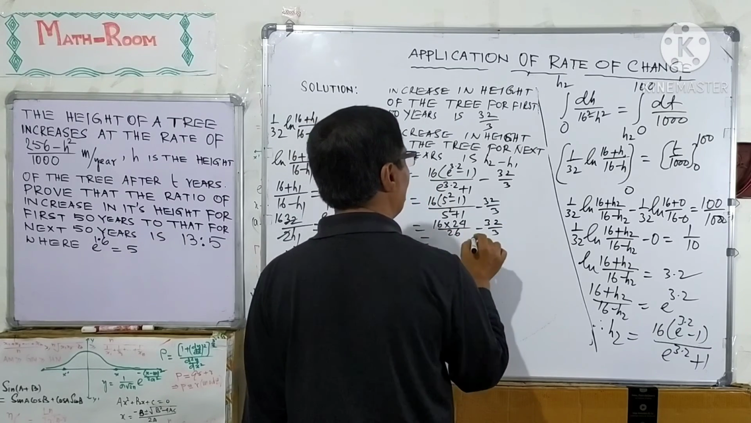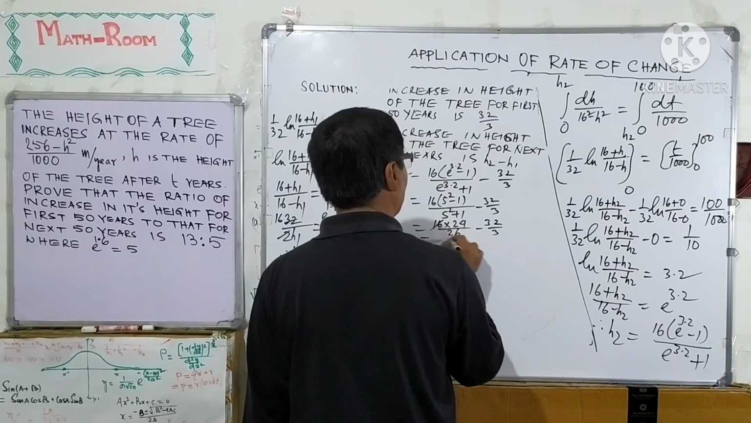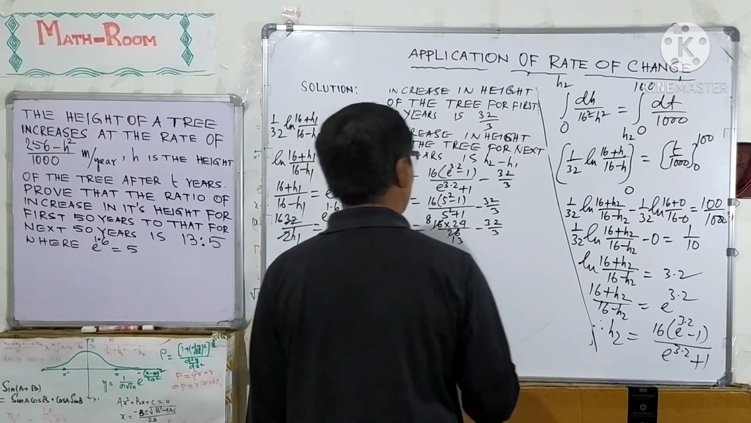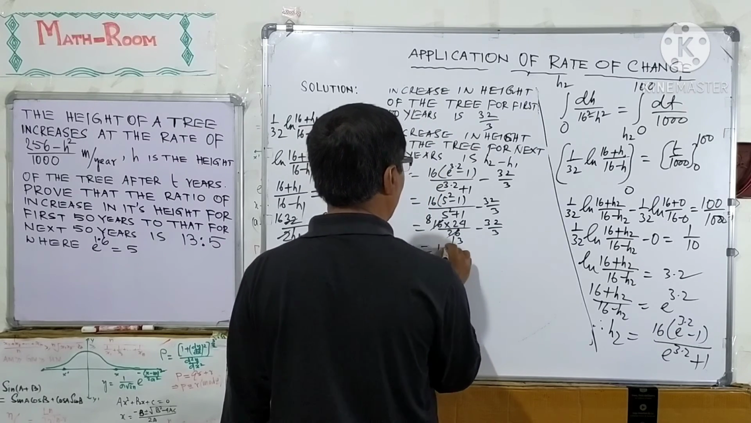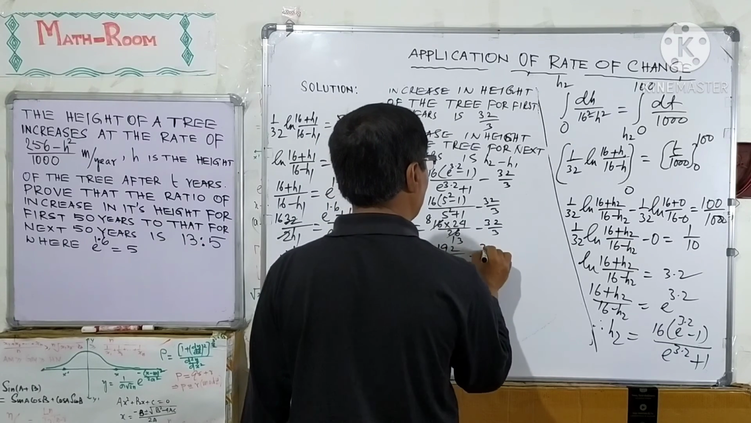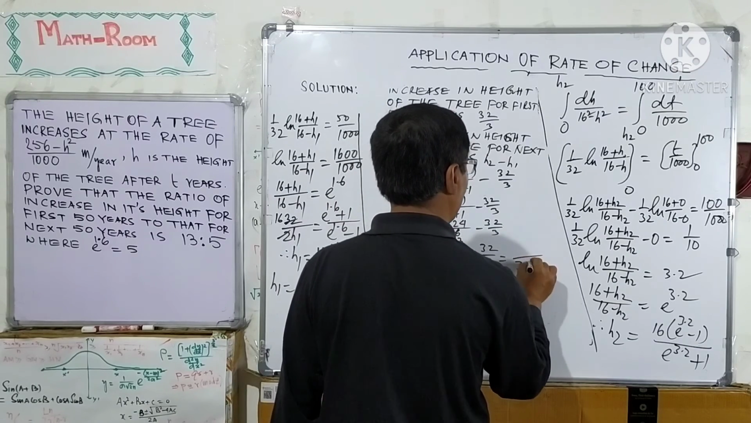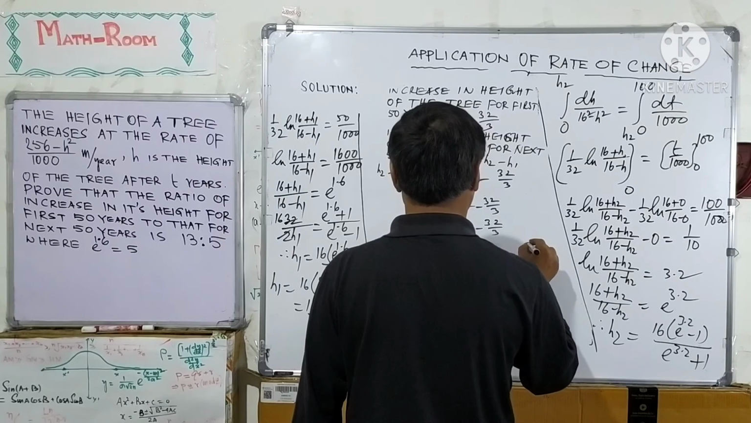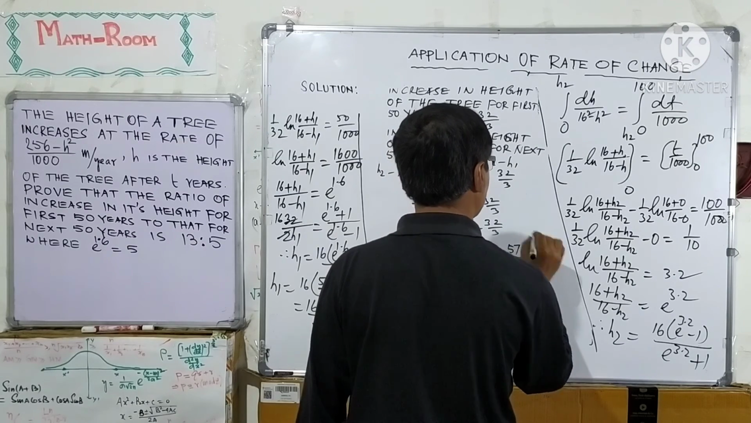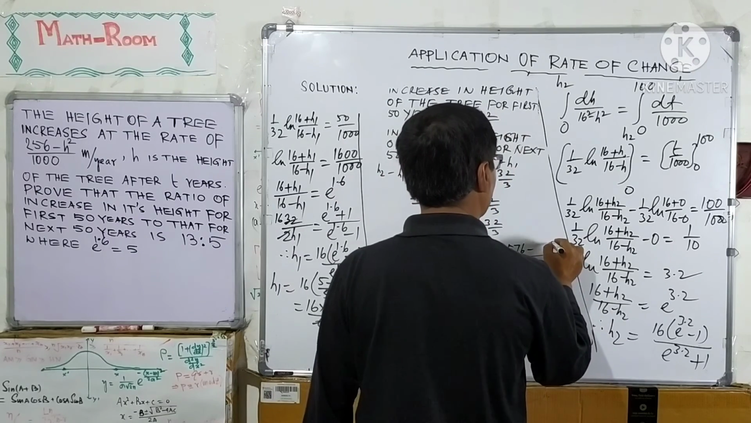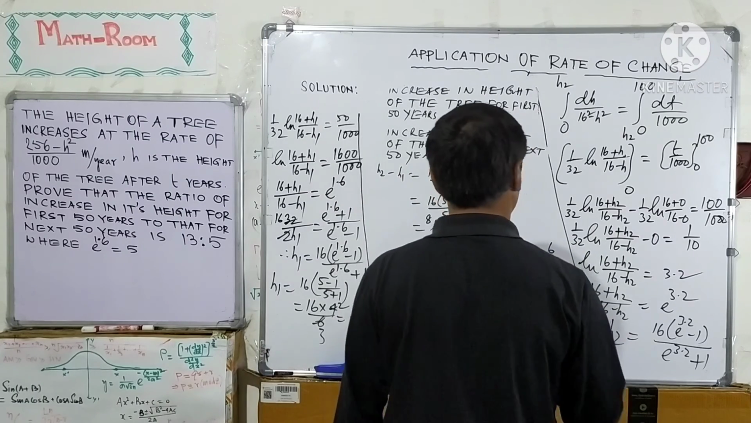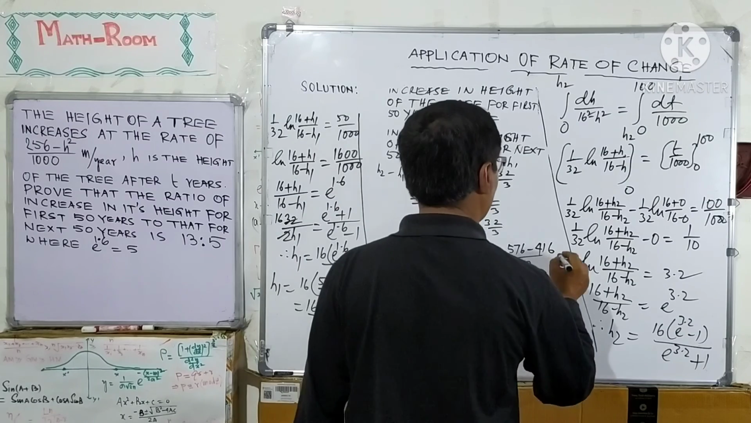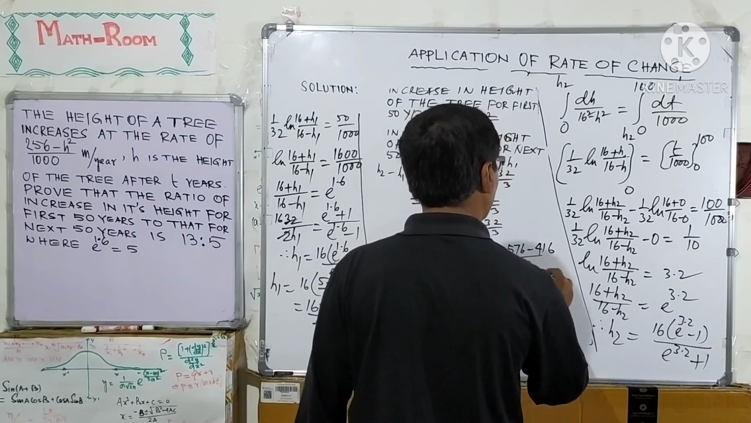So, this is 192 over 13 minus 32 over 3, equal to, over 39, 192 into 3, that is 576, minus 416, over 39.